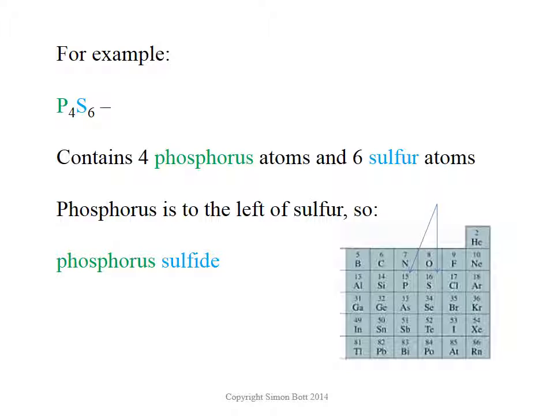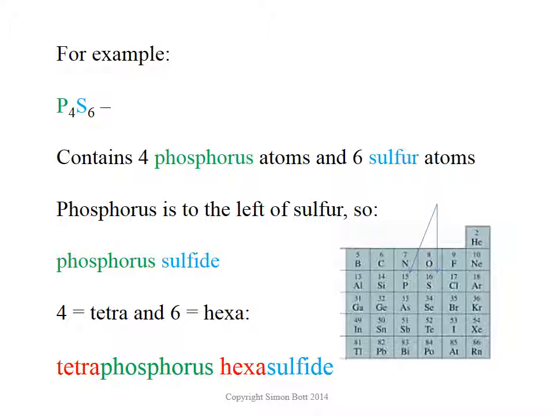Now there are quite a few phosphorus sulfides. Which one is this one? Well, this is the one in which we have 4 phosphorus atoms and 6 sulfur atoms. 4 is tetra, 6 is hexa, so we just pop those in front as the prefixes to get tetraphosphorus hexasulfide. Let's do another example.